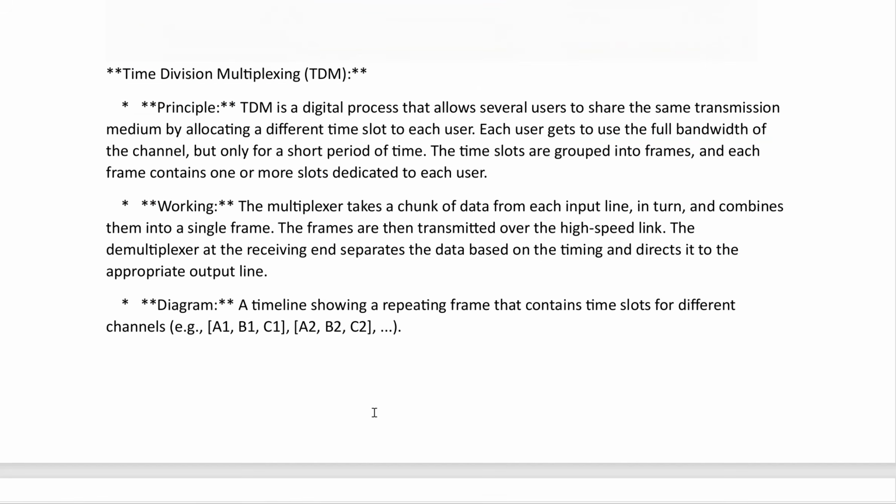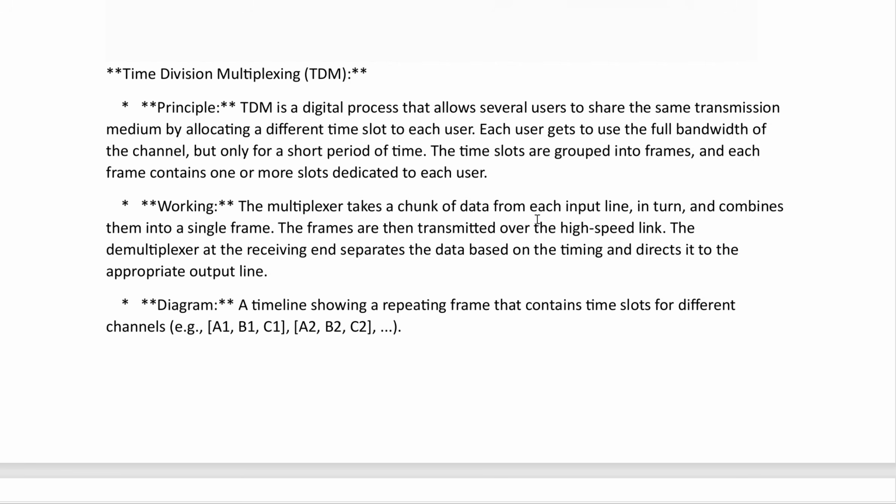Now we explain TDM, that is time division multiplexing. The principle behind TDM is a digital process that allows several users to share the same transmission medium by allocating a different time slot to each user. Each user gets to use the full bandwidth of the channel, but only for a short period of time. The time slots are grouped into frames, and each frame contains one or more slots dedicated to each user.